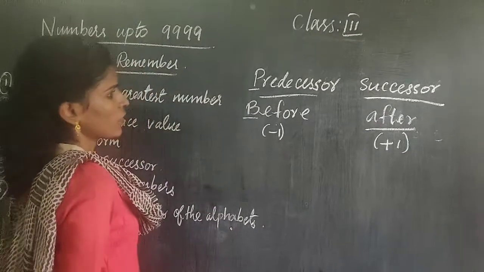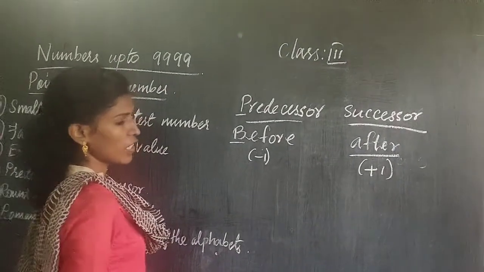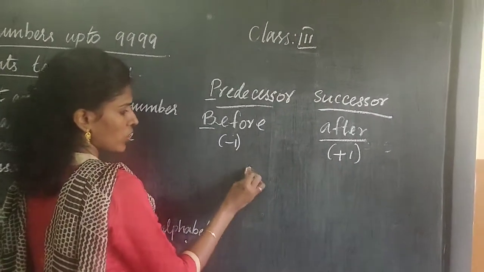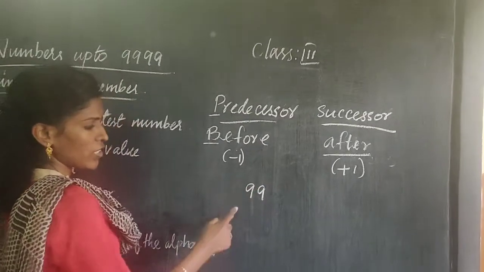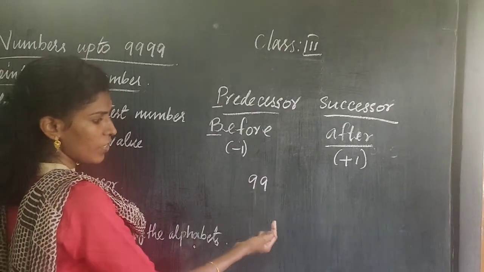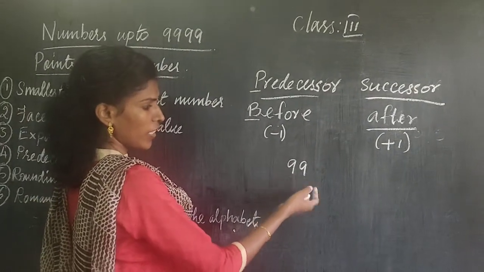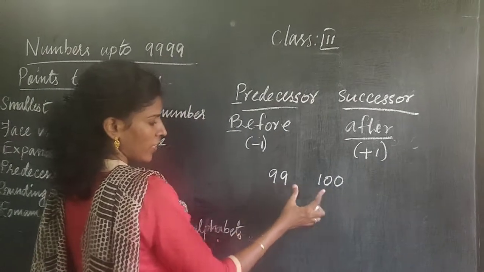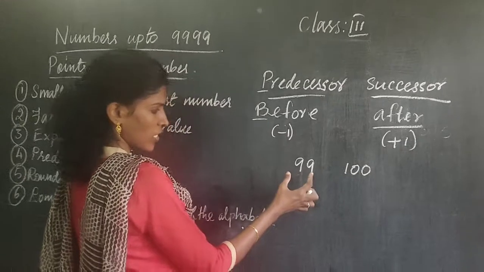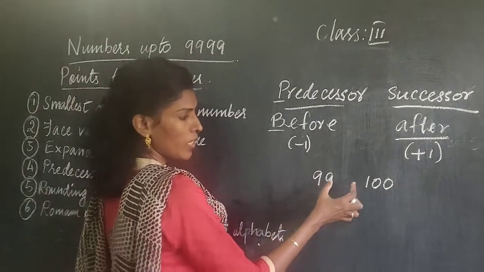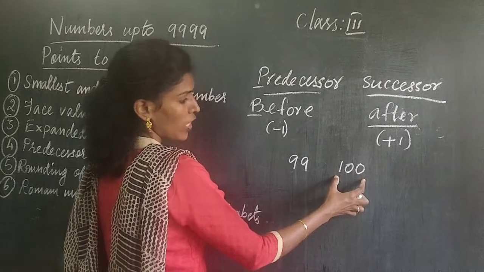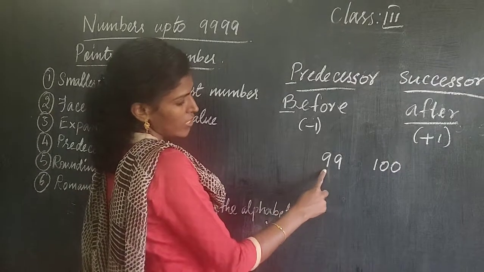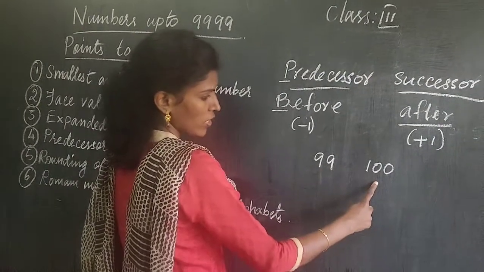Suppose the question is given, what is the successor of the greatest 2 digit number? The greatest 2 digit number is 99. Its successor will be the next number. You have to plus 1. So with 99, if you plus 1, you will get 100. So 100 is the successor of 99. And 100 is the smallest 3 digit number. So the successor of the greatest 2 digit number is the smallest 3 digit number.